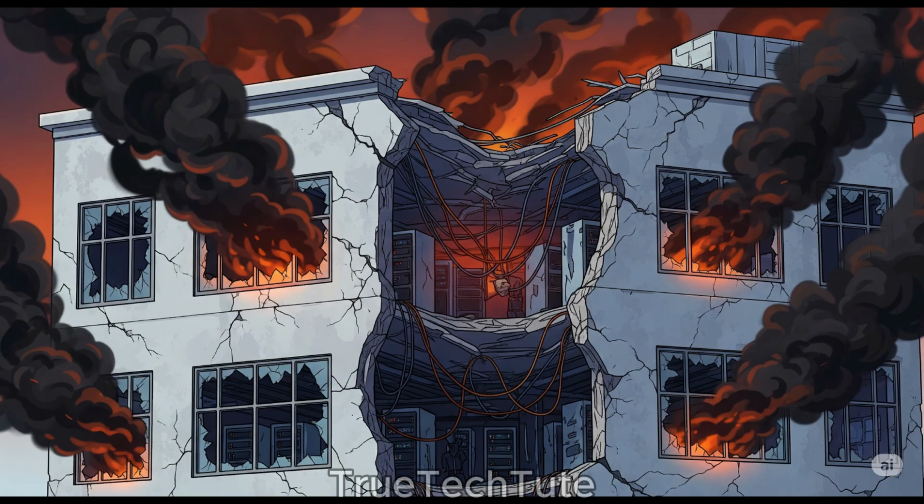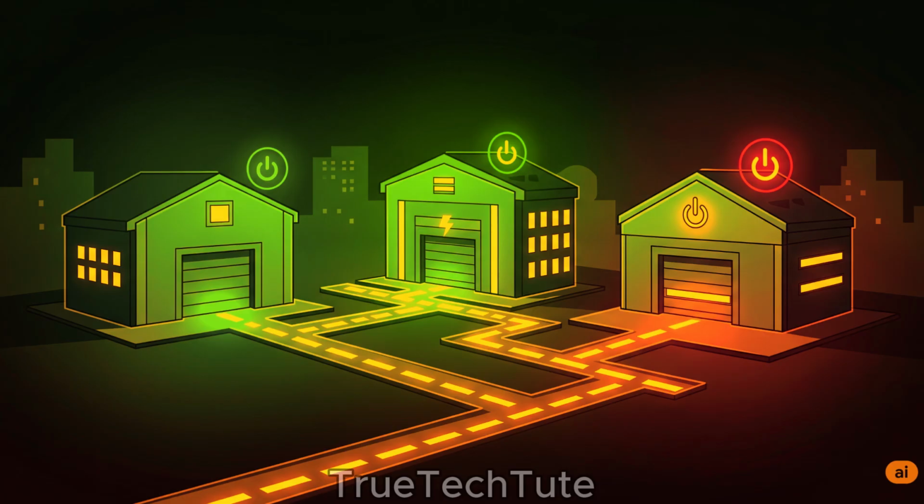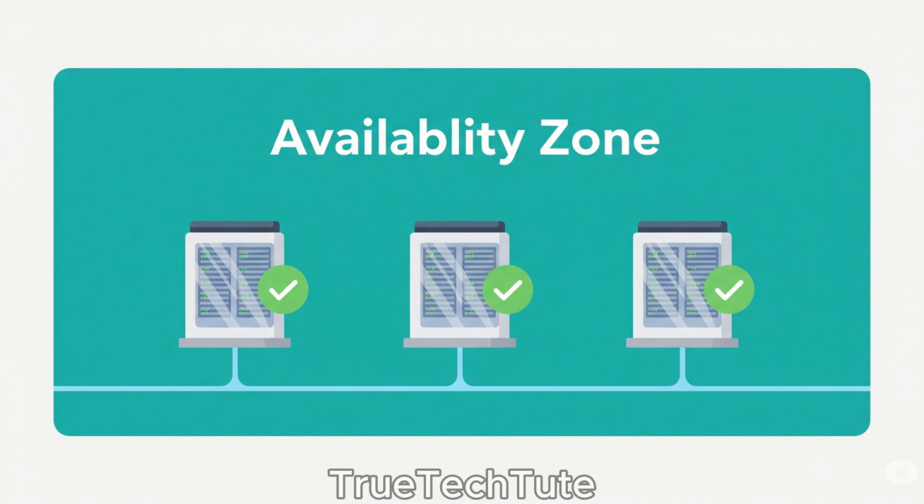Now a single data center is great, but what if something goes wrong with it? This is where the availability zone, or AZ, comes in. An availability zone is a group of one or more data centers. These data centers are located in the same general area, but they are physically separate from each other. Think of it like this. An availability zone is a safe neighborhood of computer warehouses. Each warehouse has its own power grid, so if there's a problem in one, the others are not affected. So an availability zone is a group of separate data centers.